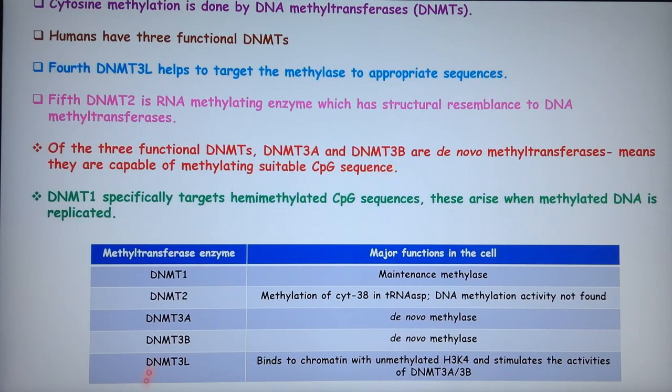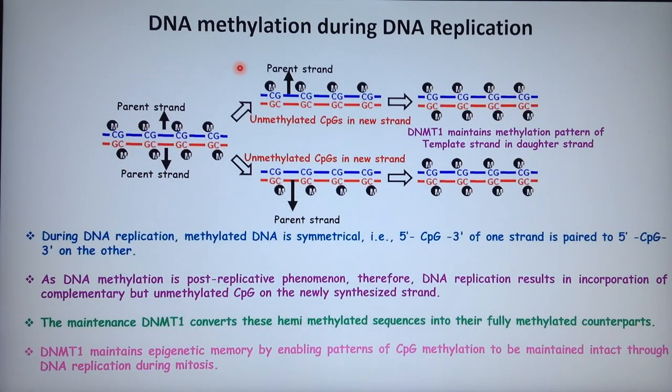DNMT3B is a de novo methylase, and DNMT3L binds to chromatin with unmethylated H3K and stimulates the activities of DNMT3A and 3B. When we discuss methylation of chromatin and the histone code, then we'll deal with H3K and other histones which have an important role to play in heterochromatin, euchromatin and the promoter region to bring about promoter activity and transcription, or making part of the DNA silent and inaccessible to any kind of transcription machinery. So this talks about DNMT1.